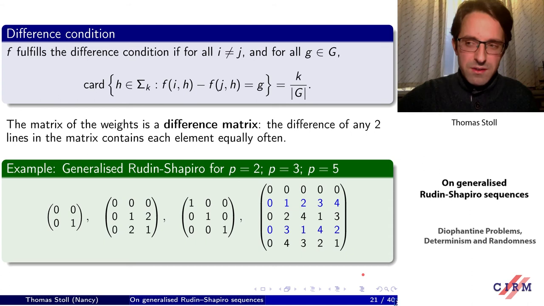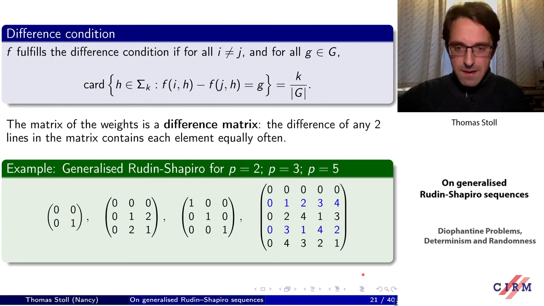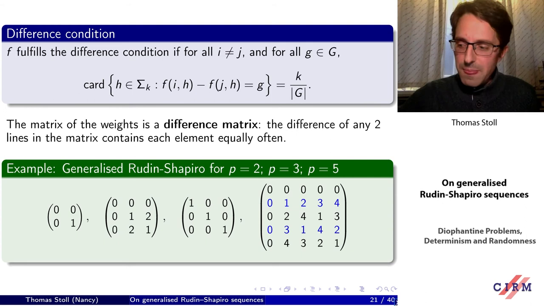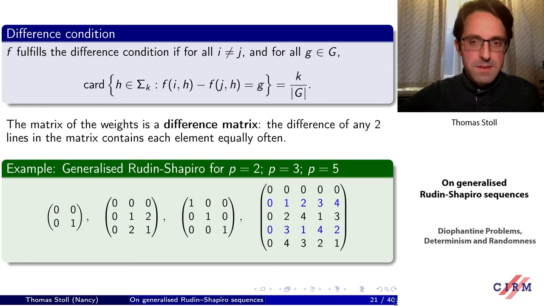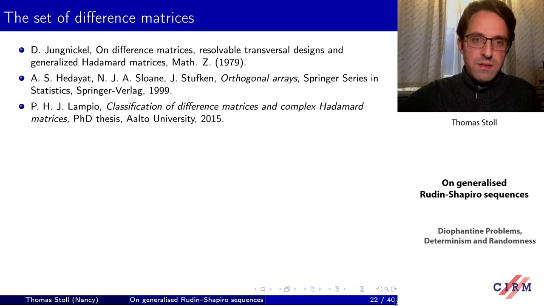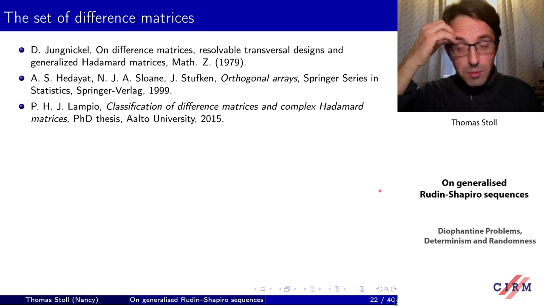You can show that difference matrices and Hadamard matrices are somehow related. Basically, you can show that a Hadamard matrix of size n exists if and only if there exists a difference matrix of size n over the group Z2, so over 0, 1. This is basically equivalent. This is just to mention that this is a quite difficult problem in combinatorial designs.